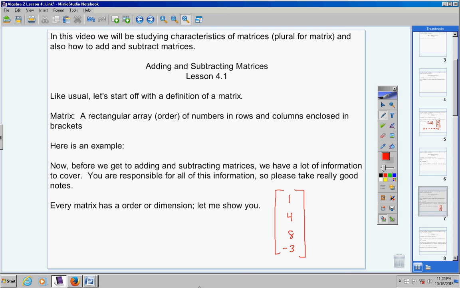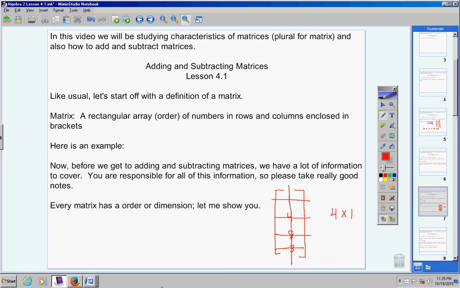Okay. What if I asked you for the order or the dimension of this matrix? Well, your rows come first. Count the rows. 1, 2, 3, 4. So I have 4 rows. How many columns do I have going up and down? 1. So this is called a 4 by 1 matrix. Do you see how to do this?